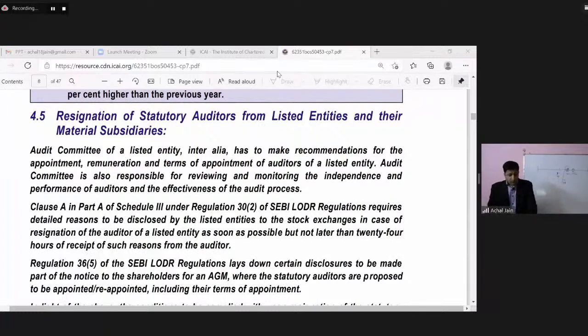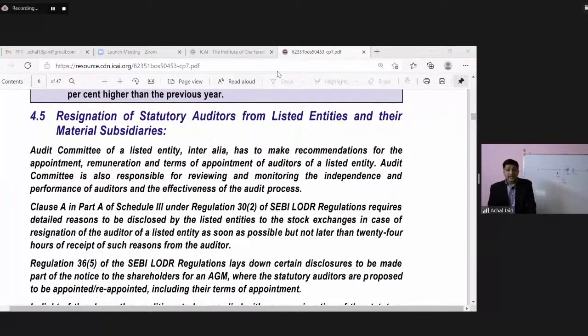SEBI regulations require detailed reasons to be disclosed by the listed entities to the stock exchanges in case of resignation of the auditor of a listed company as soon as possible, but not later than 24 hours of receipt of such reasons from the auditor. Why? Because this communication is very important, and this detailed reasoning is important to understand the reason because of which the auditor wants to quit. Auditor cannot just quit for any reason. There has to be a genuine reason because of which he is quitting the company, and that should also be made known to the stock exchange.